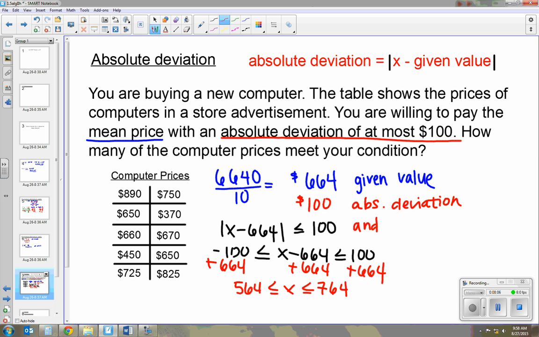So let's see the prices. Let's circle the prices that fall in between there. 750 falls in between there. 650, 660 is in between there, 670, 650, and 725. So these are the prices that you're willing to pay within that absolute deviation of the mean price.